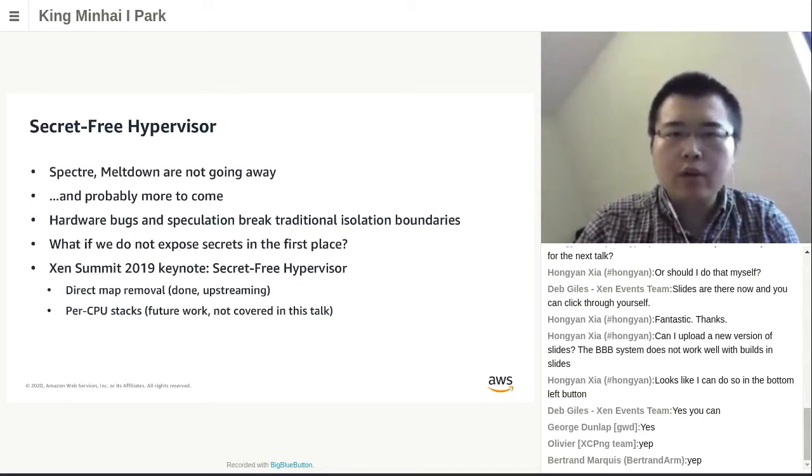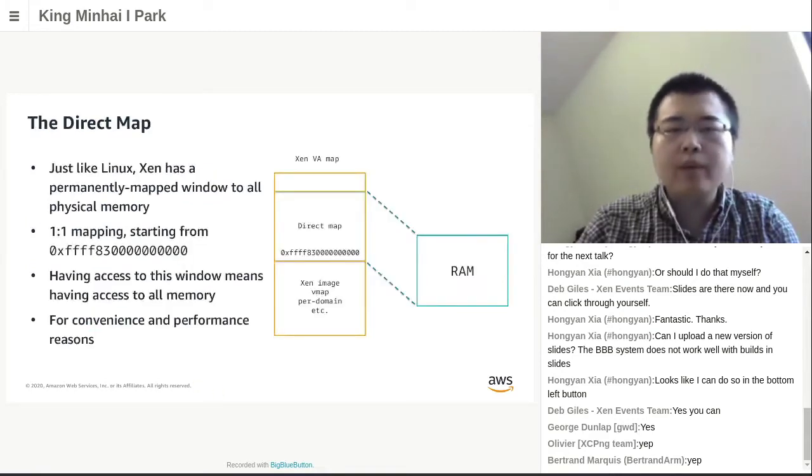Okay, so we want to remove the direct map, but why do we want to do that? Just like Linux and a lot of operating system kernels, Xen also has a permanently mapped window to all physical memory, and it's a one-to-one mapping. This is not entirely accurate because it's not necessarily one-to-one. It does not cover the entire physical RAM, but I will explain those details later. Basically, having access to this window means having access to nearly all memory.